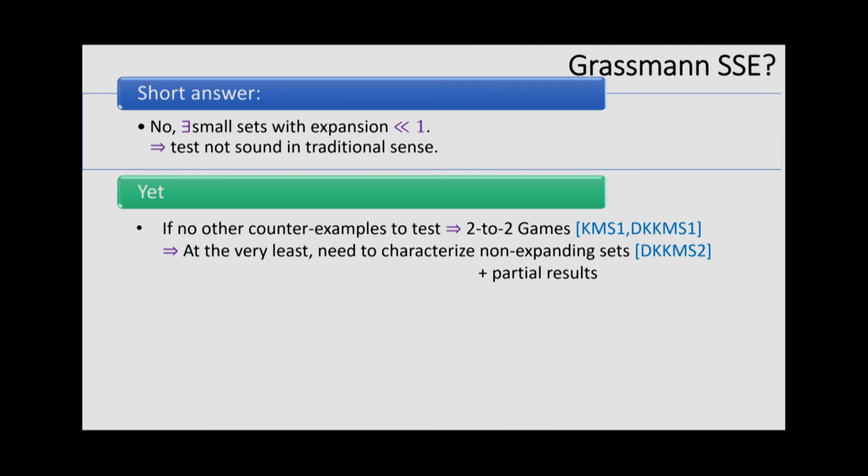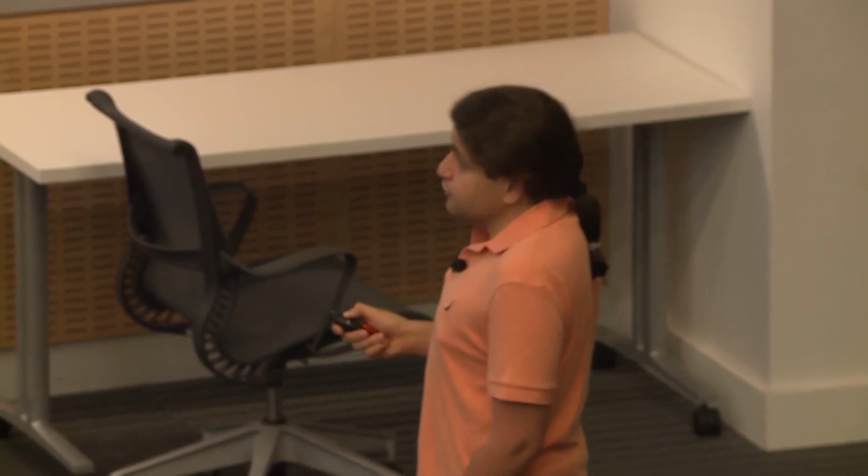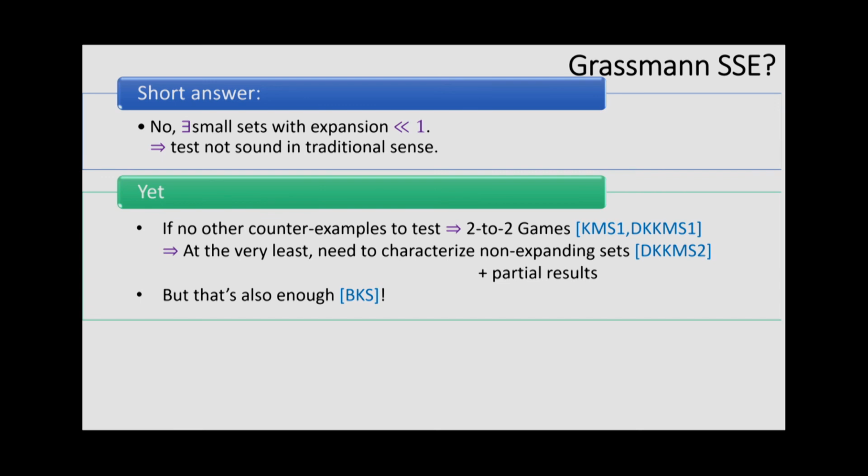So from the previous slide, at the very least, we need to understand what are all of the small sets that have expansion bounded away from 1. And this is the question that we raised in this paper with Dinur, Kindler, Kot, and Safra. And we also proved some partial results. And following our work, Barak, Kothari, and Steurer showed that, in fact, studying this expansion question is enough. It's a very nice and short argument showing a reduction in the other way.